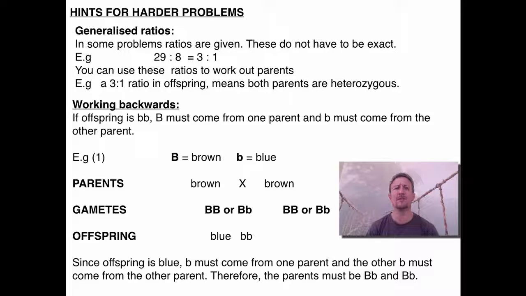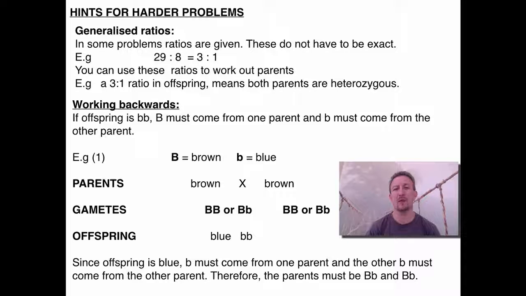So what you would do there is look at the ratio. You would convert them into nice round numbers. Now the numbers don't have to be exact. They're just a rough guide, because remember we're talking about probability here. But basically, in example 1, you've got 29 and 8. If I round them up to 30 and 10, that's a 3-to-1 ratio.